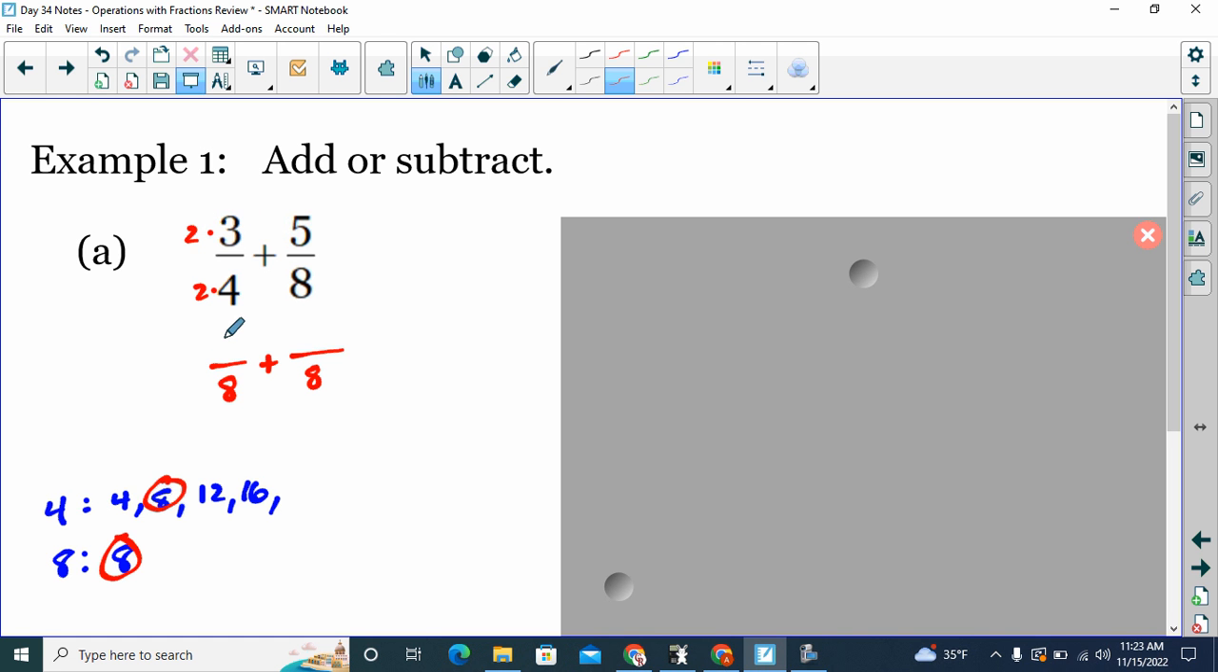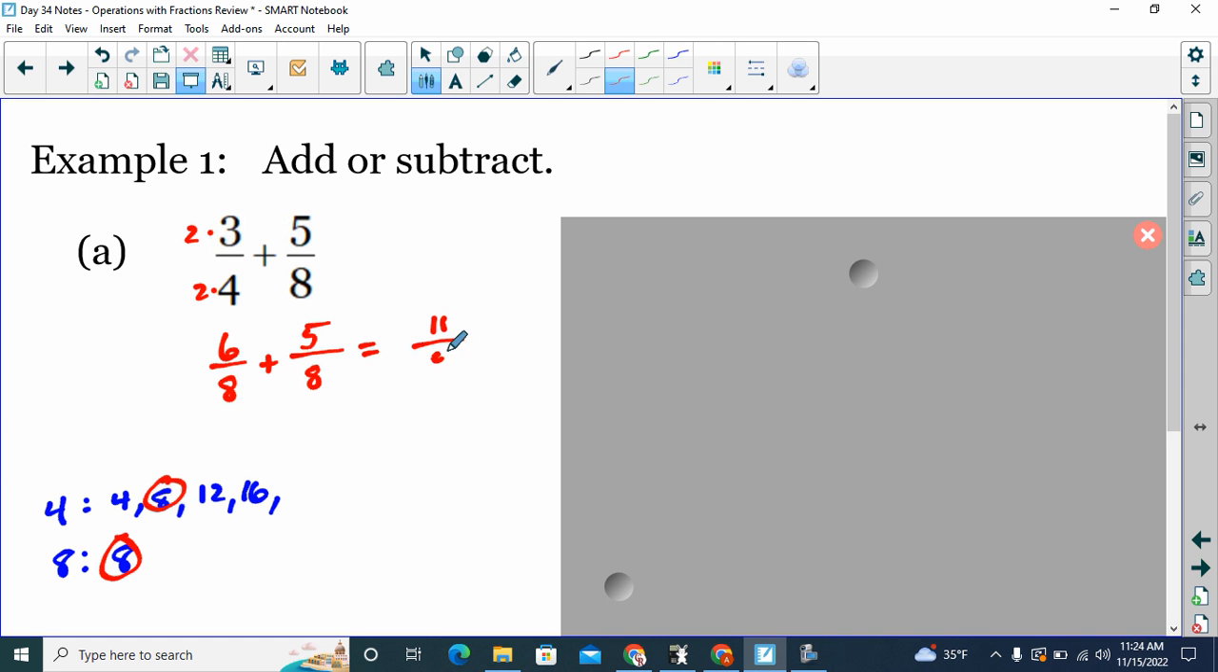3 times 2 is 6. The denominator on this one was 8 and is still 8. We didn't change the bottom, so don't change the top. That was step 2, where it said to write equivalent fractions. Step 3 said to add the numerators. 6 plus 5 is 11. But the denominators stay the same.